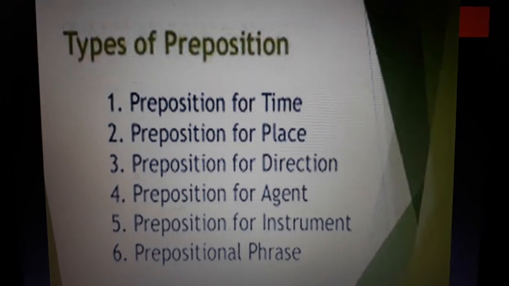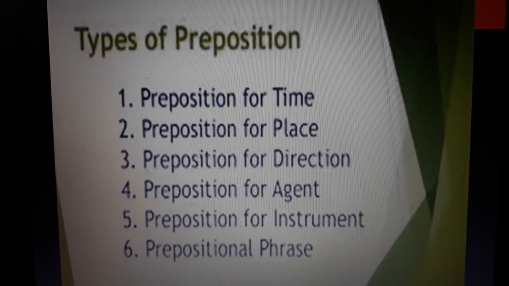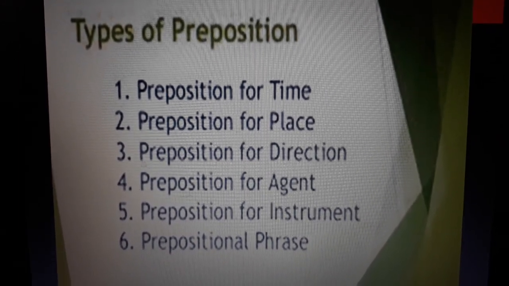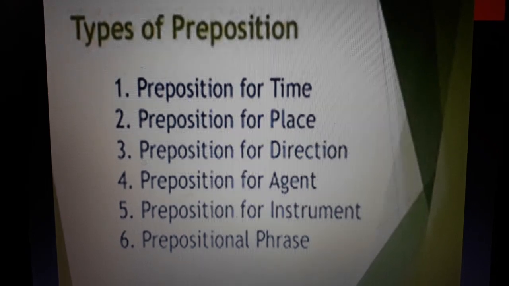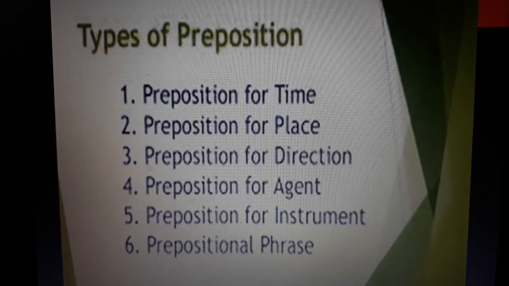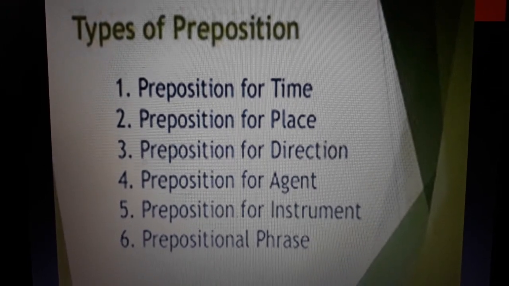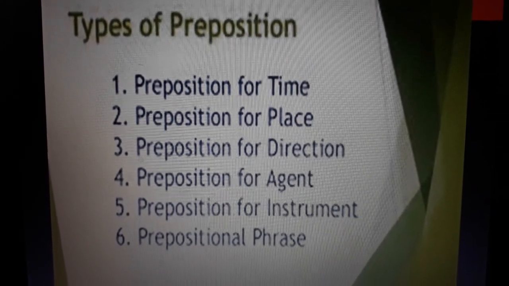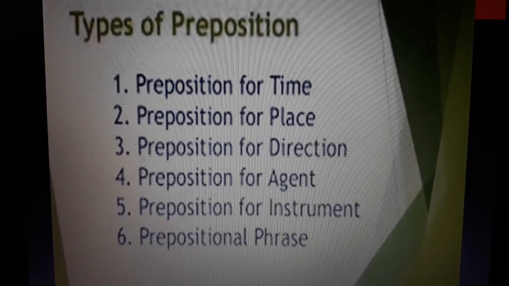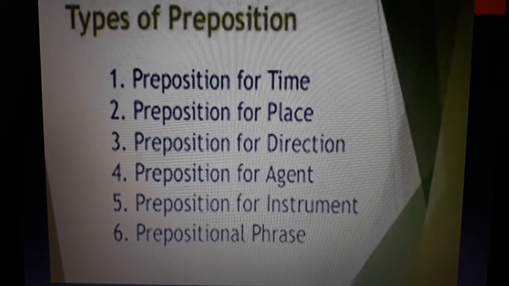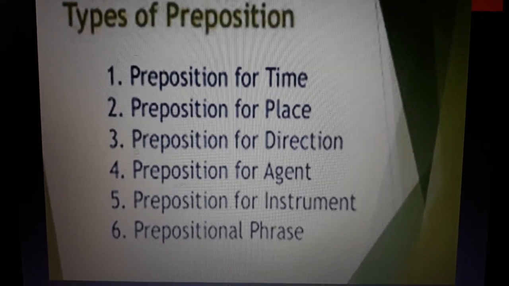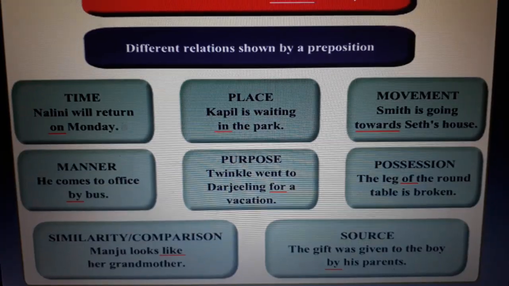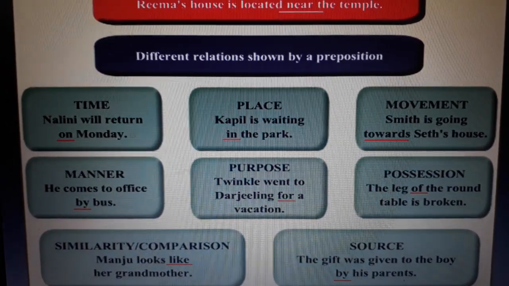Talking more about prepositions, we can see that there are 6 types of prepositions. And we have to keep in mind how we use the prepositions. We can see there are these 6 types of prepositions, after which we'll try to find out how many kinds of prepositions there are. Preposition for time, preposition for place, preposition for direction, preposition for agent, preposition for instrument, and prepositional phrase.